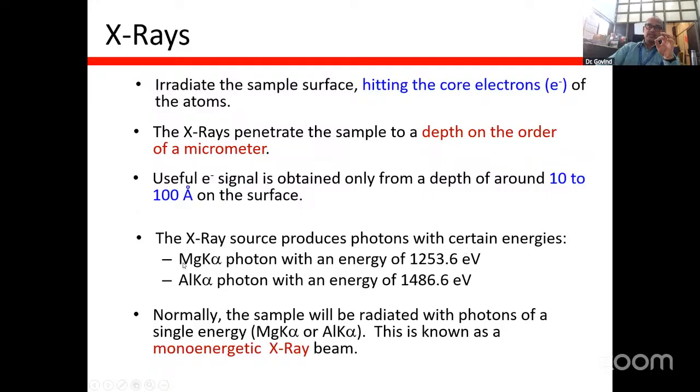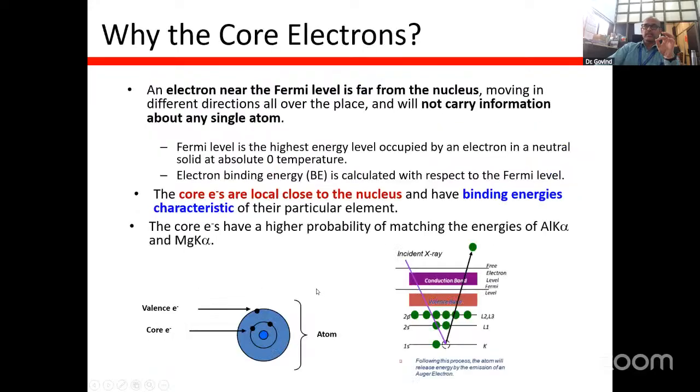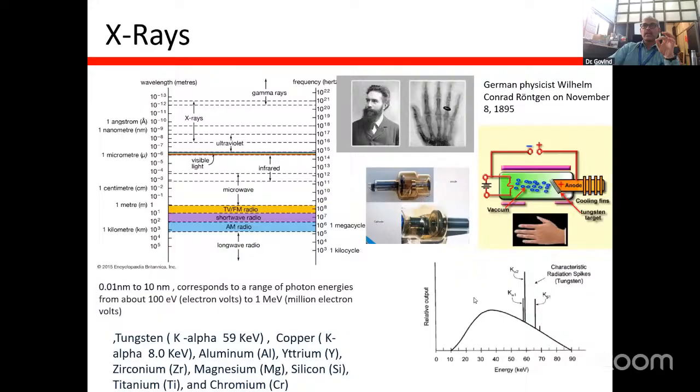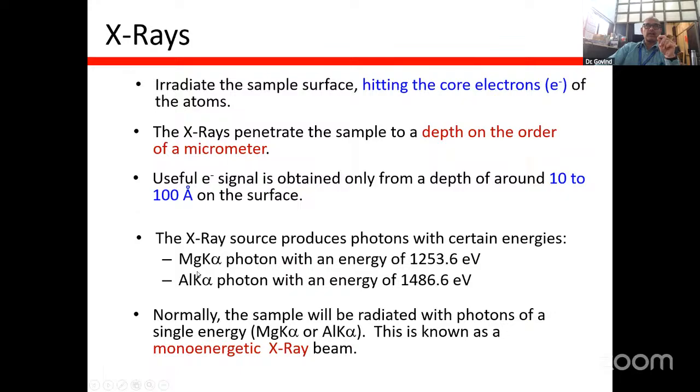Now, remember these magnesium K alpha and aluminum K alpha. In the previous slide, I have shown these are the peaks. Can you see K alpha, K alpha? So regarding the magnesium K alpha, we are going to use it for the X-ray. It has an energy of 1253.6 electron volt. And for aluminum K alpha, the photon has an energy of 1486.6 electron volt. Now, these energies are normally used as a single energy source. Okay. And this is known as a monoenergetic X-ray source.